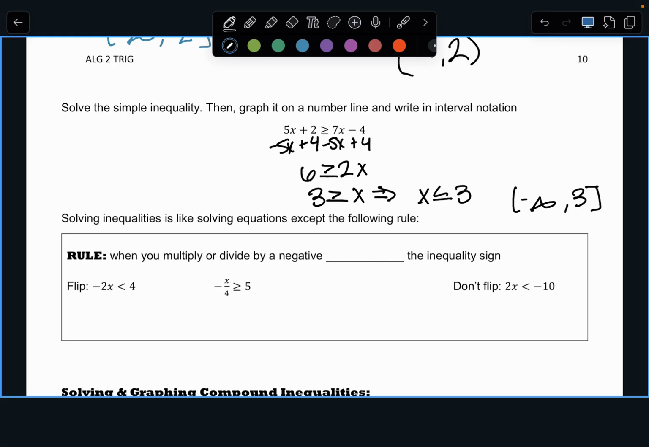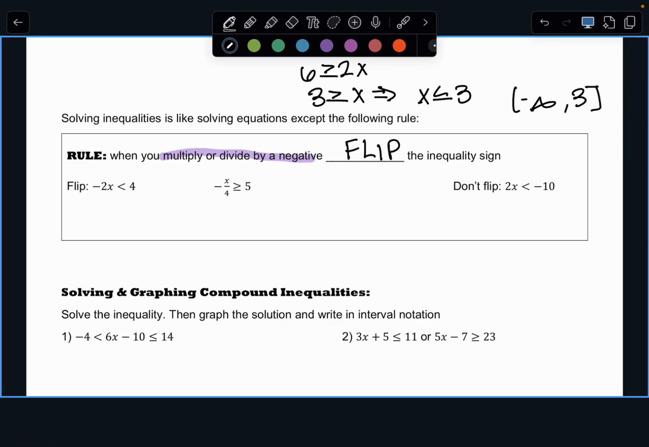Here's the difference, though. It didn't matter in this equation. It was going to work out how we wanted it to because I did it the way I wanted to. But if we multiply or divide by a negative, we have to flip the sign. That means if it was opening this way, it's now going to open this way. You flip the sign. So here, for negative 2x is less than 4, what should I divide by to solve for x? Negative 2. So I divide by negative 2, I flip my sign, so x is greater than negative 2.